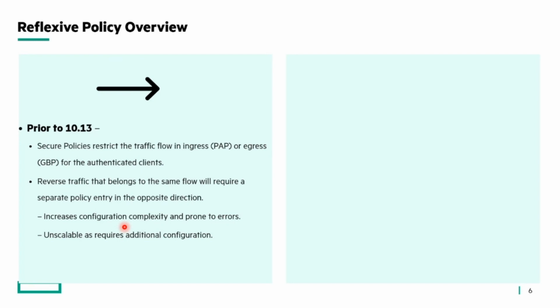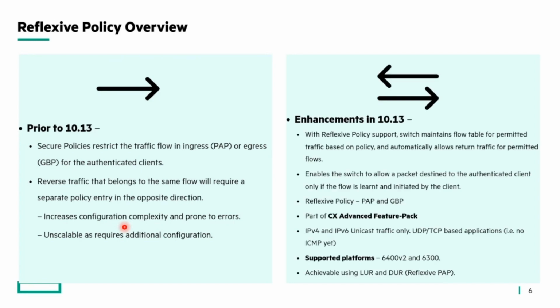Reflexive policies came to the rescue in 10.13. So what could we achieve with the reflexive policy? With reflexive policies, the switch maintains a flow table for permitting the traffic flow based on the policy and automatically allows the return traffic for the permitted flows. Basically, the switch checks the packet for the authenticated client. Only if the flow is learned and initiated by the client will it be allowed.